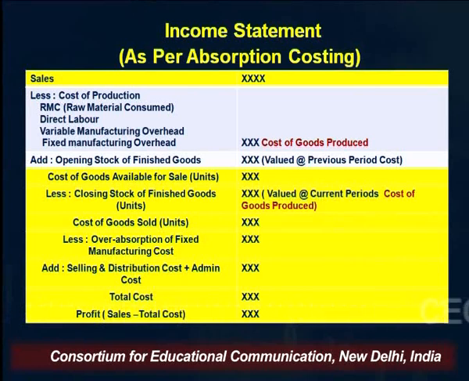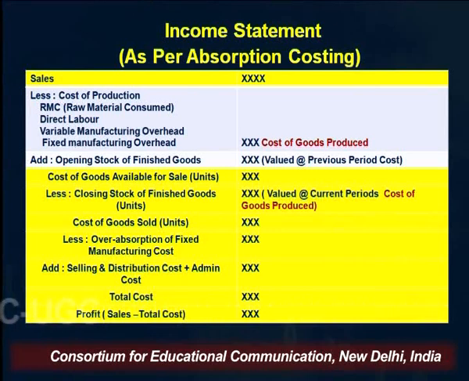Now once it is evaluated, whatever we get after adding it to cost of goods produced, we call it cost of goods available for sale, or we can also call it cost of goods sold in approximate terms. But why are we calling it approximate? Because I have to subtract closing stock of finished goods. Now closing stock of finished goods, always remember, is valued at current period cost of production, because it belongs to the present period. It is coming from the present cost sheet. That is why closing stock is valued at current period's cost of goods produced.